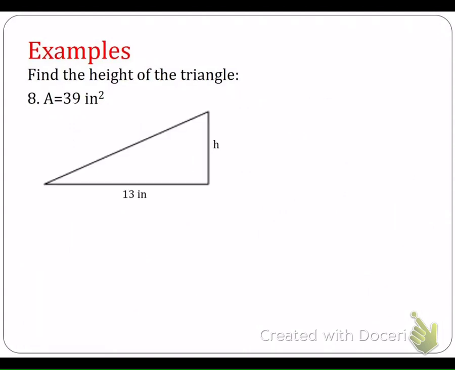All right, we have another one where we're given the area, we're given the base, we're looking for the height.